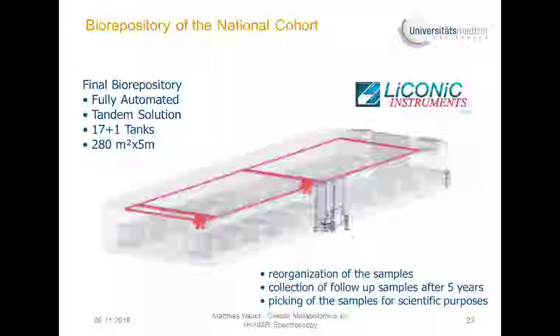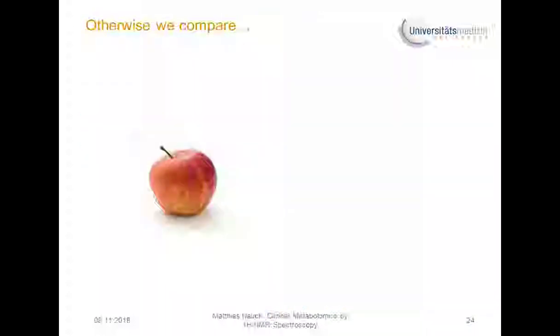The biobanking of the national cohort is mainly located in the Helmholtz-Zentrum near Munich, and we store the samples in a central way in the liquid phase of nitrogen at minus 180 degrees Celsius. And here you see a sketch of the biorepository where we have 18 tanks. Each of these tanks has a diameter of 2.5 meters, and these tanks are fully automated so that you can handle the samples even at these low temperatures.